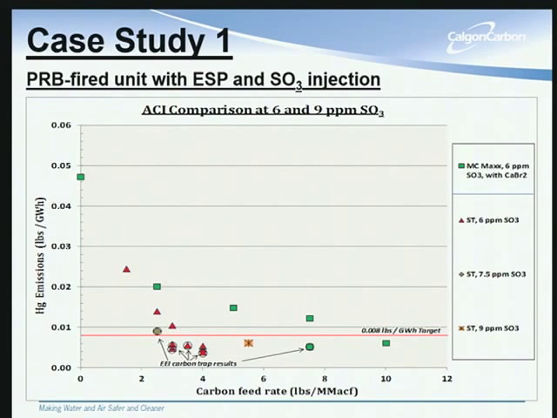And now at even higher levels of SO3, 6 and 9, the ST sulfur-tolerant product is still compliant somewhere between 3 and 4 pounds per million. Again, with the non-brominated product, we need at least 8 pounds per million. Okay? And some other data points I'll quickly point out. Here's ST at 7.5 parts per million SO3. Here's ST all the way up at 9 parts per million SO3, still reaching compliance at a very reasonable feed rate, 5.5 pounds per million ACF.